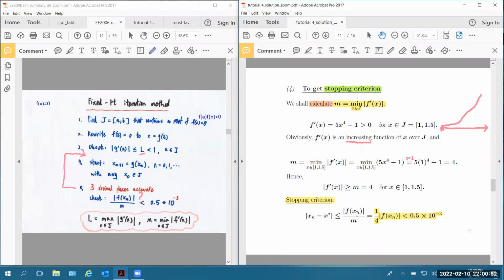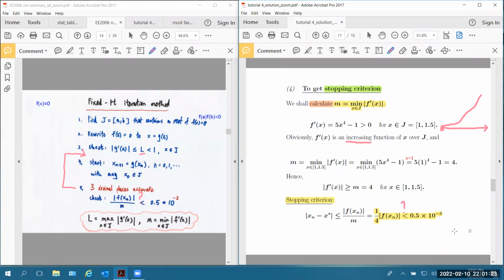Okay, and this one, I put in my small m. My small m is 4. Okay. And this one you set to 1. The front part is actually Theorem 1.1. So you wait until here. And this one you set to be less than 0.5 times 10 to the power minus 3, because you want your xn to be correct to 3 decimal places.